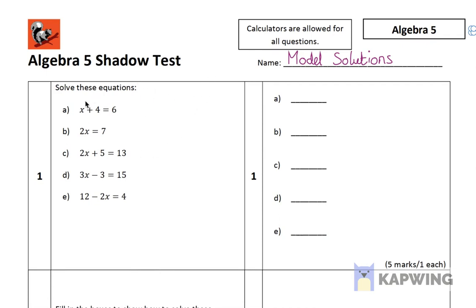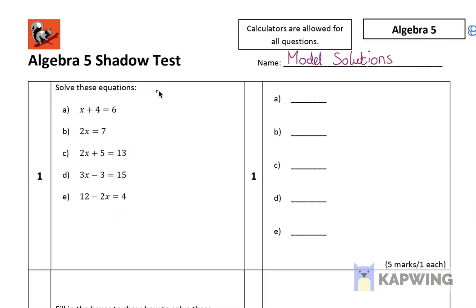Okay, so on the first question we're solving these equations. There's no need to show your working really, they are just 1 mark each, so just 1 mark for each of the correct answers hopefully. However, some of them I would do some working just to make sure that I was doing the right thing. So let's make a start.